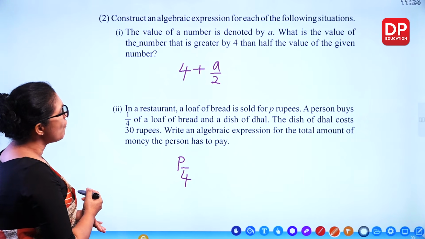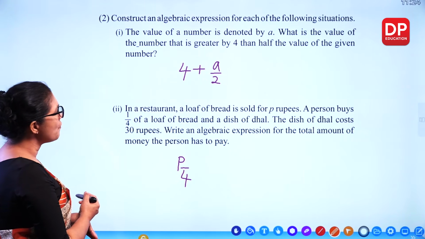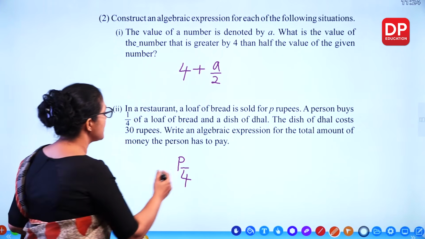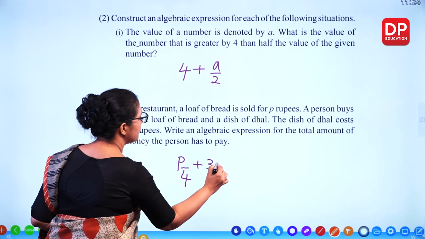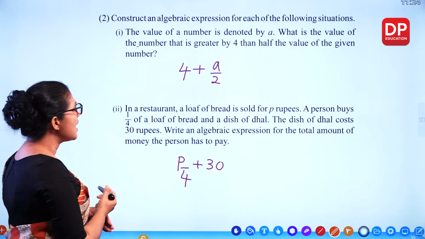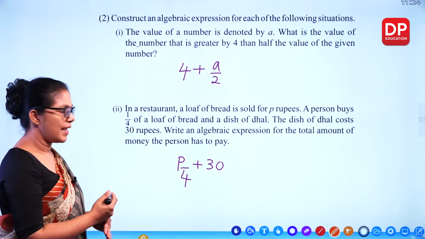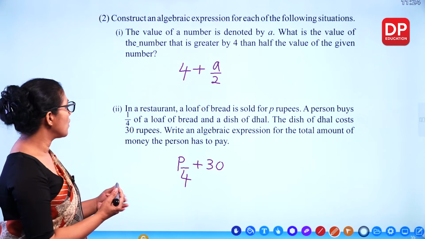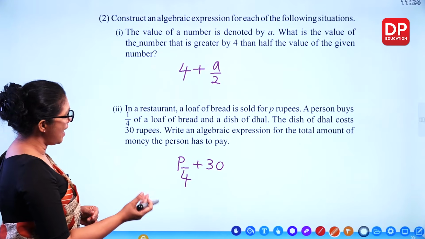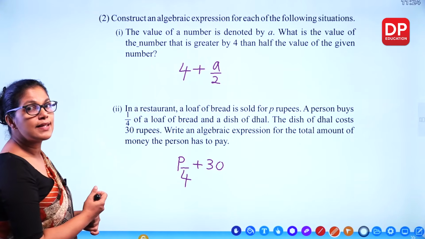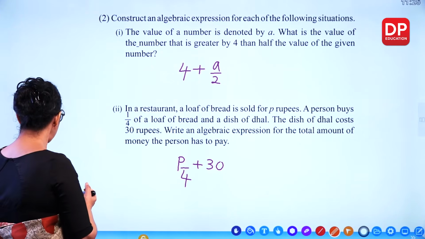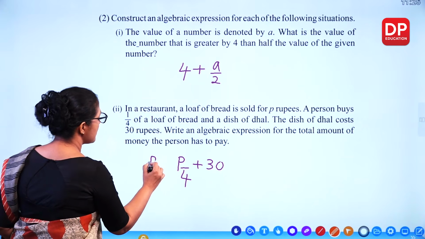And a dish of dal. The dish of dal cost 30 rupees. That's 30. Write an algebraic expression for the total amount of money the person has to pay. P over 4, that's quarter of a loaf of bread, and the dish of dal is 30 rupees. So I'll write this in rupees.